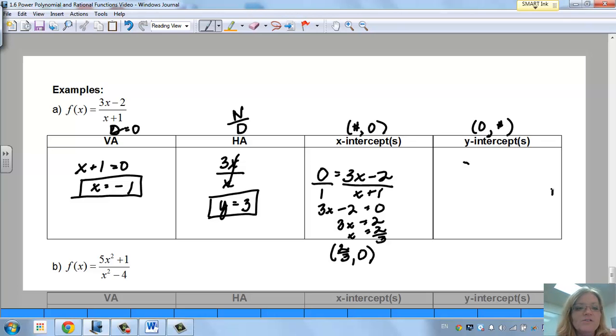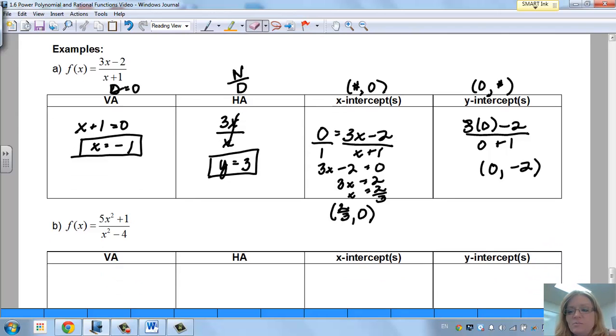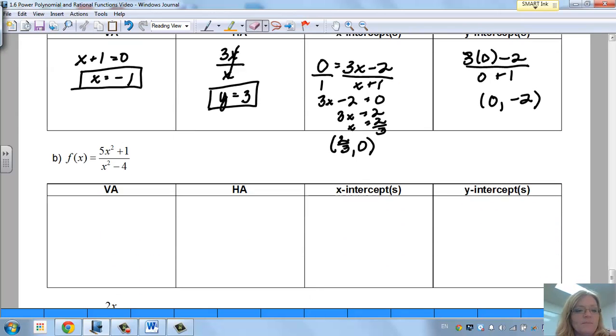My y-intercept is where I put 0 in for x's, so I have 3 times 0 minus 2 all over 0 plus 1. I have negative 2 over a positive 1, so this is the point 0, negative 2. So we just practiced those. Now I found all this. When we get to class, we're going to practice graphing this, but I wanted to show you how you can look at that function and find this information just by knowing how to do this, okay?